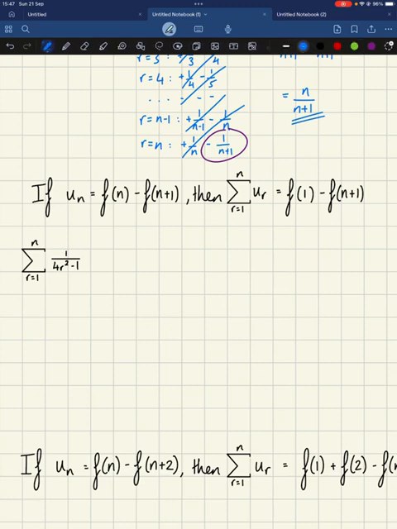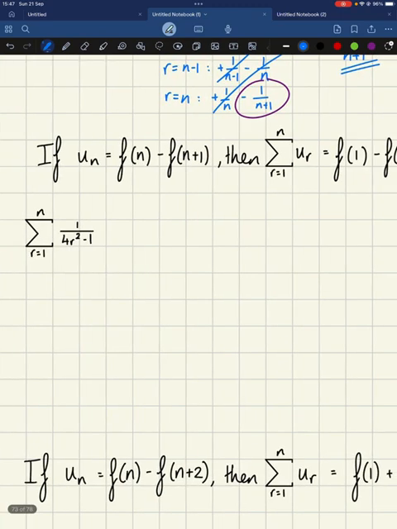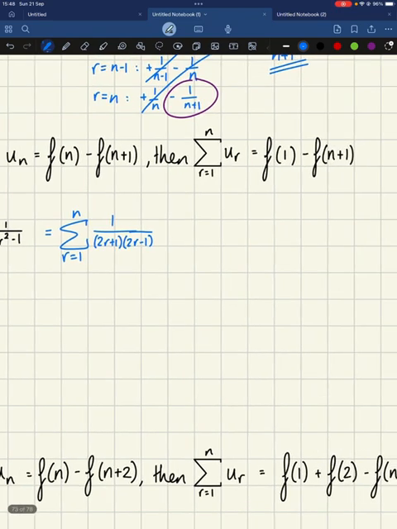So we have the sum of 1 over 4r squared minus 1. So straight away you should be able to see 4r squared minus 1 is a difference of two squares. So we can rewrite this as the sum from r equals 1 to n of 1 over 2r plus 1 times 2r minus 1. Now, we have got a big fraction with two linear denominators, partial fractions.